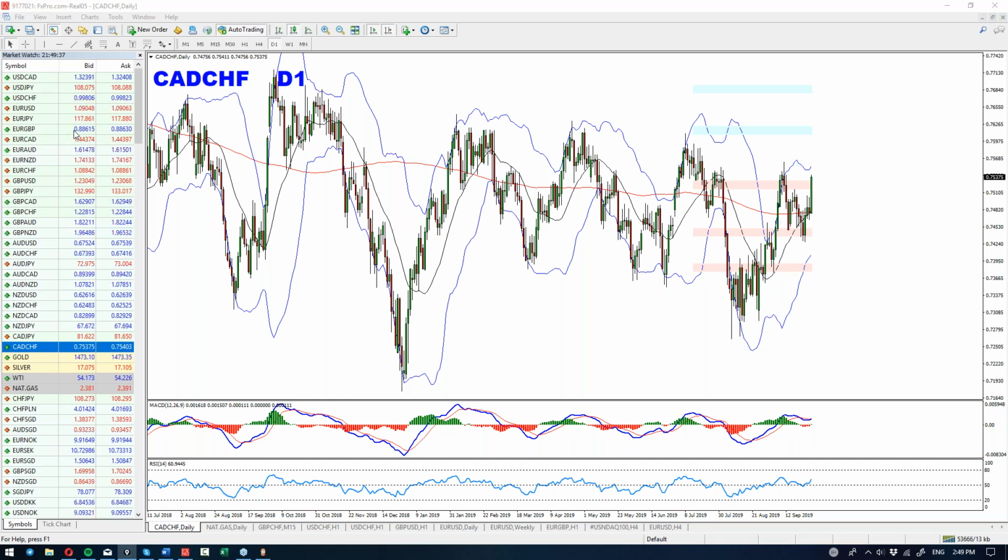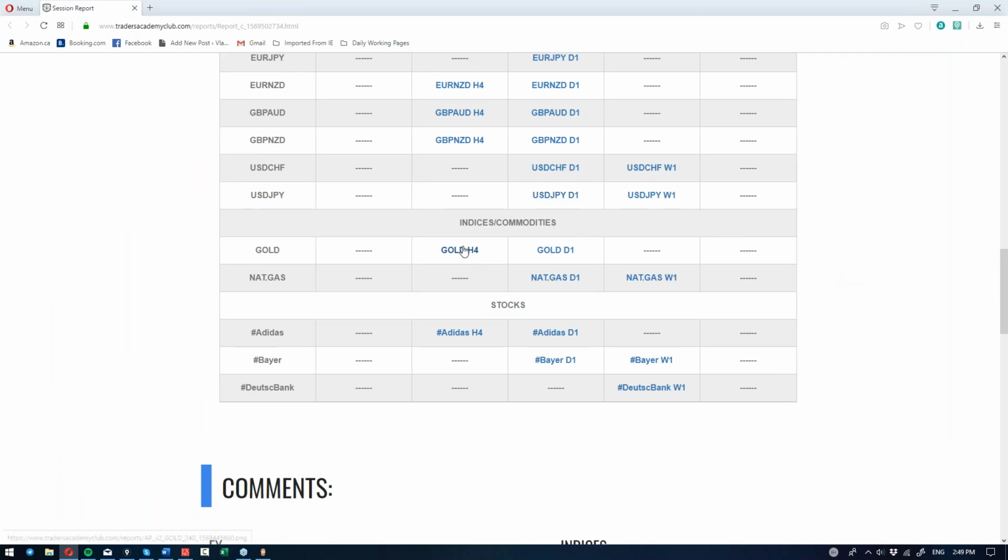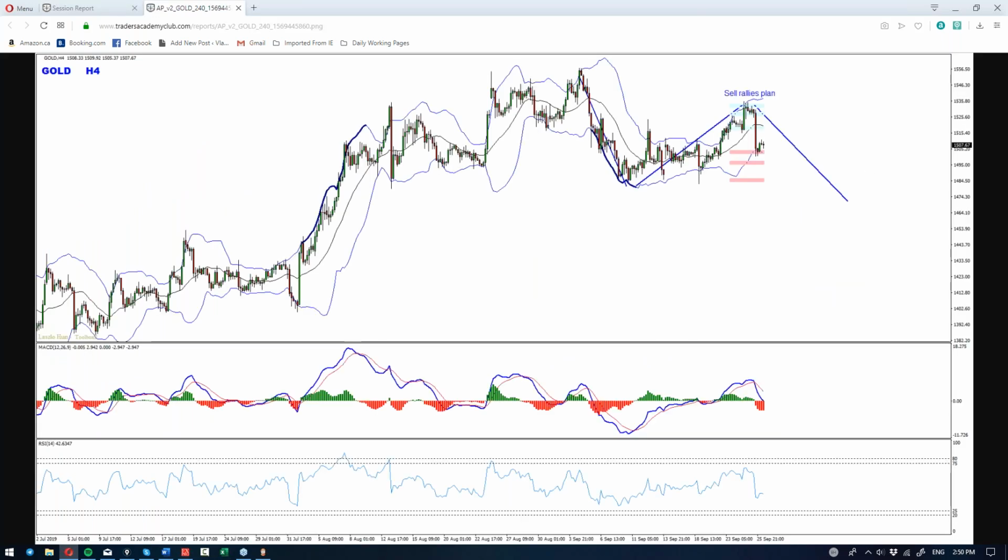That's what the market provides us for the beginning of the week from the Forex view. A few more of the commodities. We are trading two in the last period, gold and natural gas. So gold, we are bearish after the rally, sell the rallies plan.